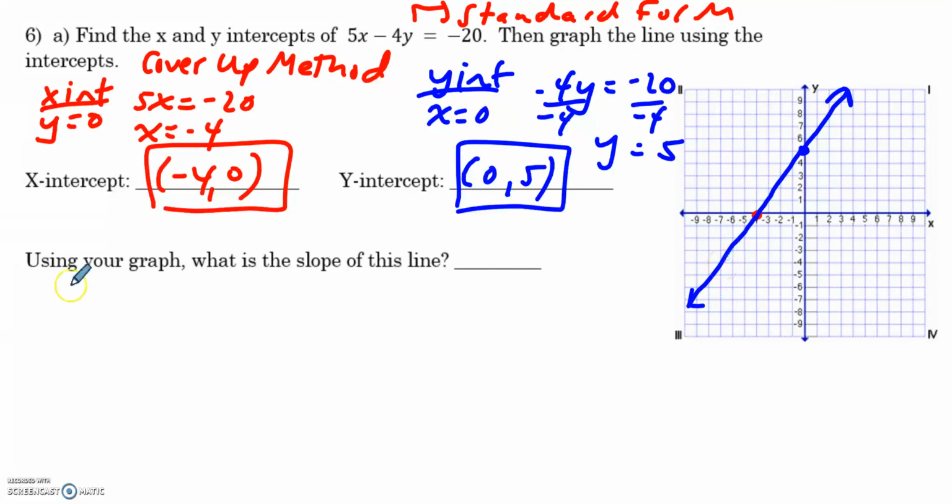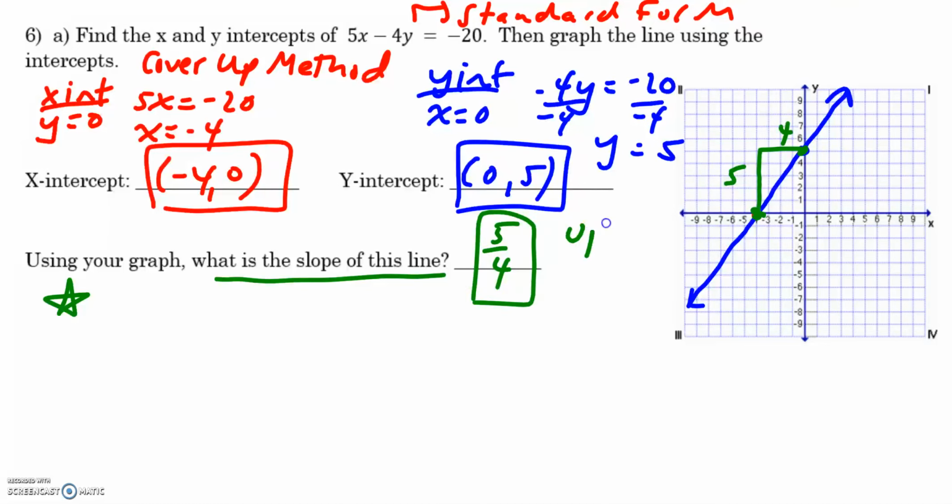Now that I have the graph, I'm asking, using your graph, what is the slope of this line? So I know these 2 points exist. Because my line is increasing from left to right, I would first go up and increase and then over. So it looks like I'm going up 1, 2, 3, 4, 5 units, positive 5. To the right, 1, 2, 3, 4 units. So my slope would be positive 5/4.